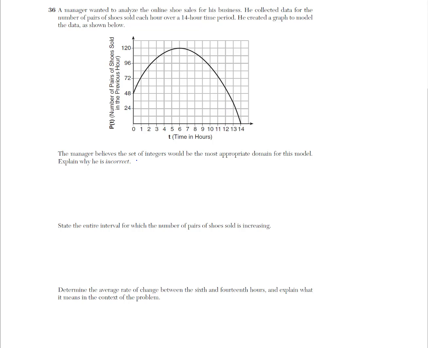First part says the manager believes the set of integers would be the most appropriate domain for this model. So we know domain is t. Explain why he is incorrect. So we know he's incorrect.